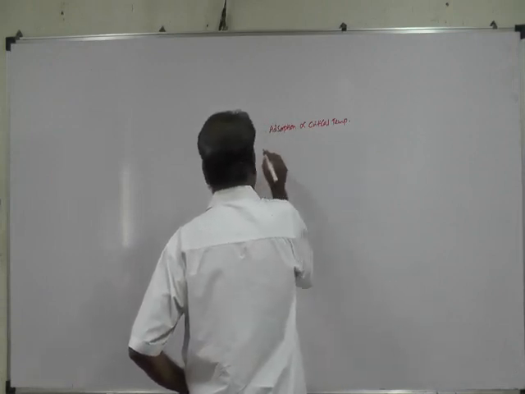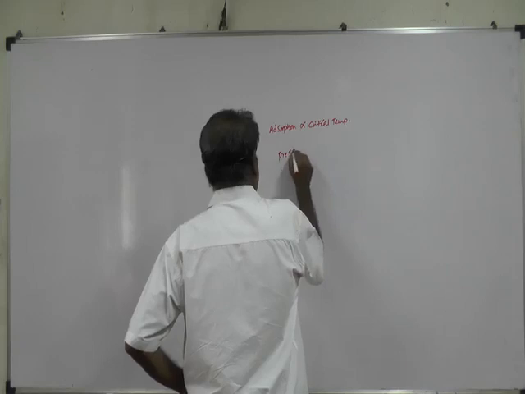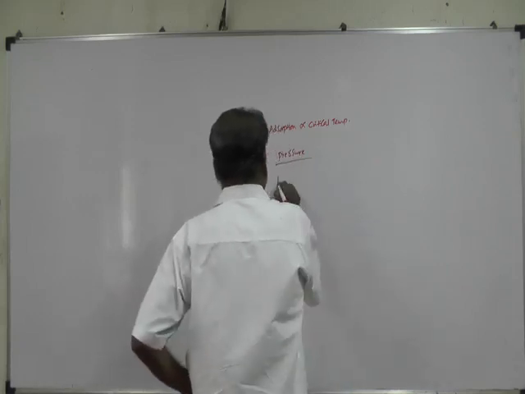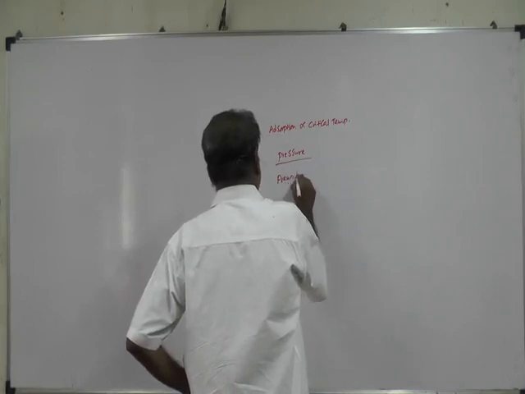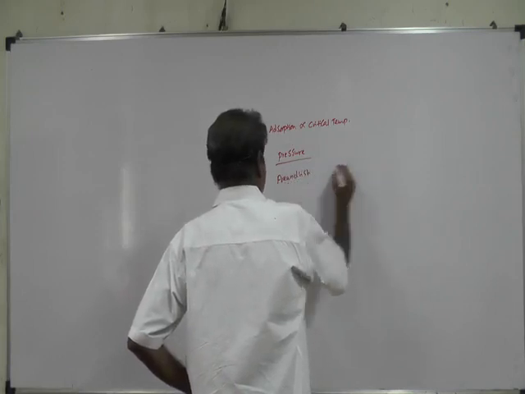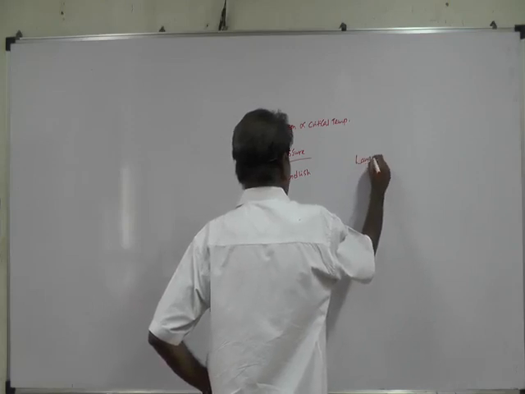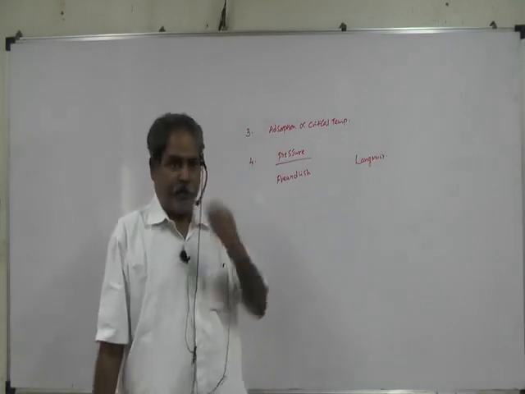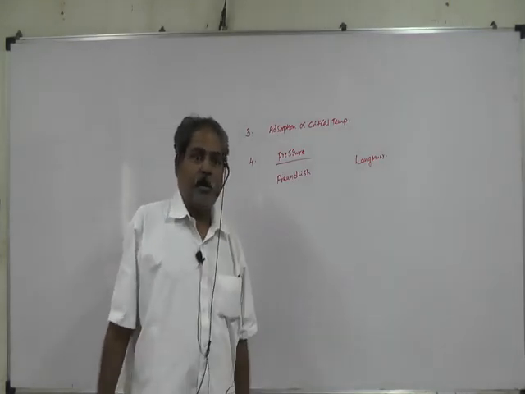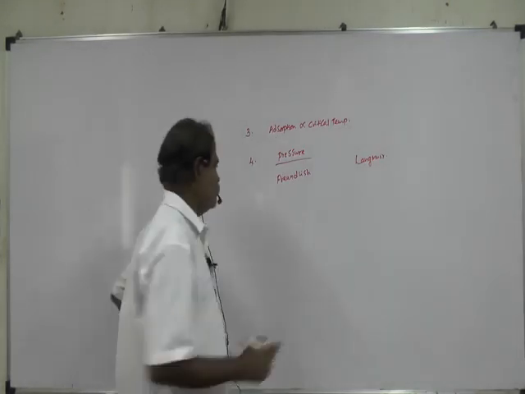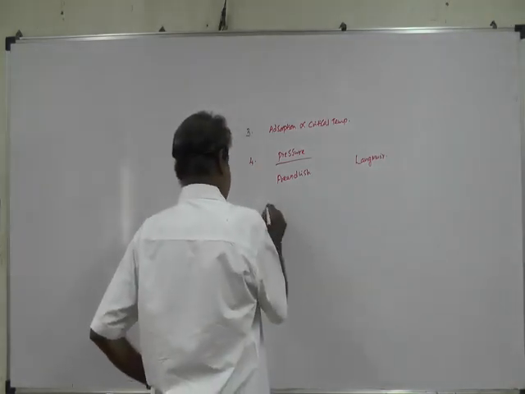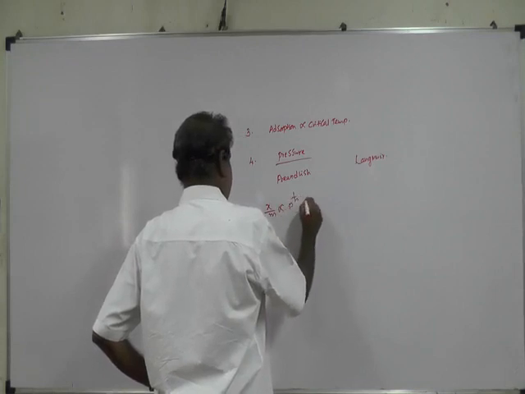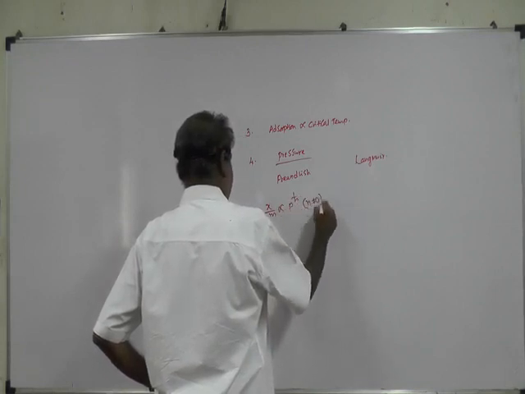4. Pressure. Effect of pressure on adsorption is given by Freundlich and Langmuir. I think Langmuir is not given in NCERT. The isotherms are not there. Adsorption isotherms, but adsorption equations are there. X by M is proportional to P to the power of 1 by N, where N is not equal to 0. And of course, N is a constant.